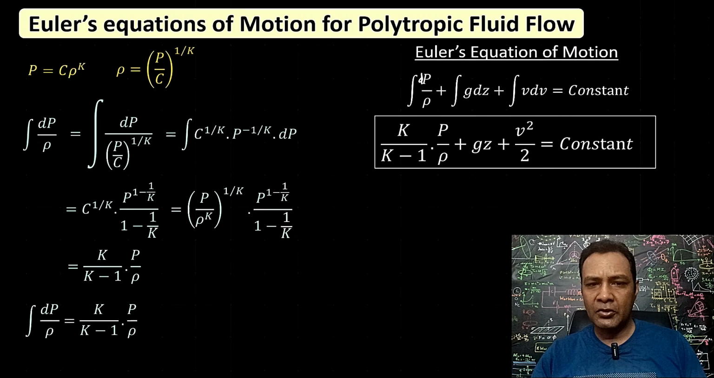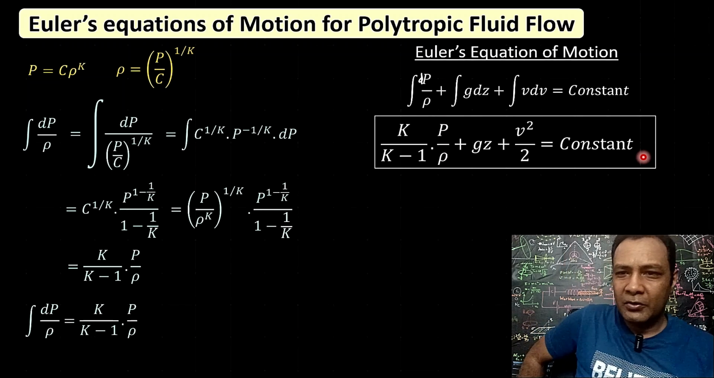value of this integration here. So we are going to get the Euler's equation of motion now for a polytropic fluid flow in an open system becomes k upon k minus 1 into p by rho plus gz plus v square by 2 is equal to constant.